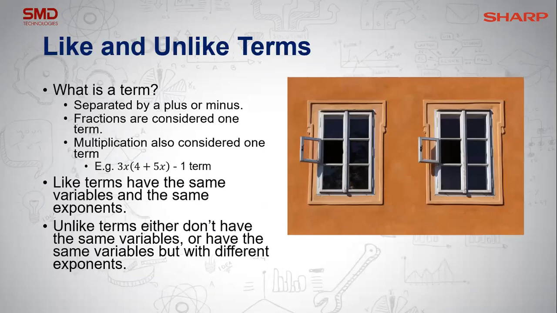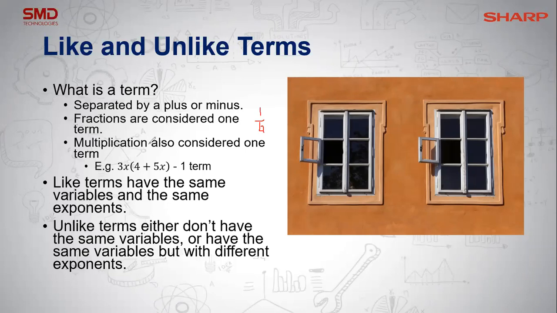Okay, fantastic. So let's talk algebra, our favorite thing. So the first thing that we need to talk about is like and unlike terms. Okay, so firstly, what is a term? Well, a term is a number that is separated from another by a plus or a minus. So a fraction is considered one term. 1/4 is one term. So anything multiplied or divided is still considered one term.